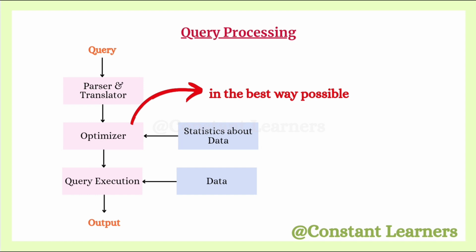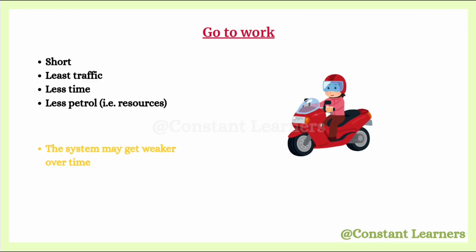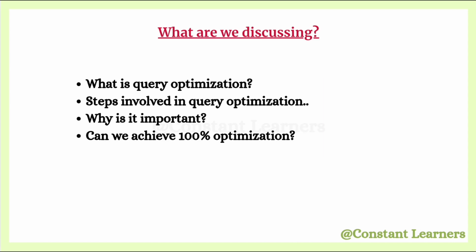Let's take a very simple example. If I have to go to work from my house, which path will I select? Obviously, the one that is short or has the least traffic or that requires less time and petrol, that is, resources. Why? The less time you have to spend traveling, the more time you can invest in doing other things like reading something or exercising or eating a healthy breakfast or even sleeping a little extra.